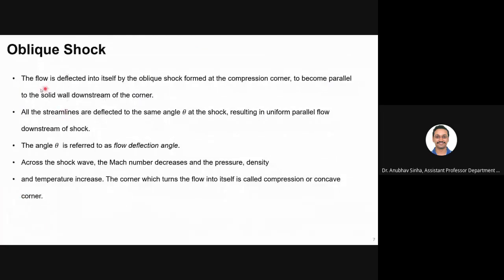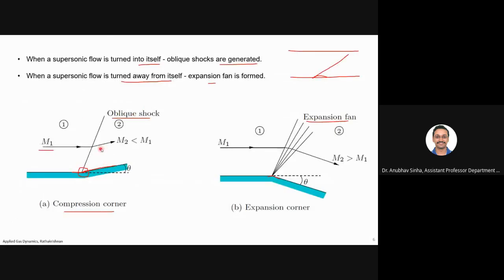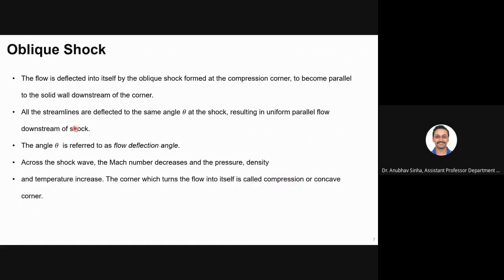So flow is deflected into itself, what we saw in the last slide. Then an oblique shock is formed at the compression corner to become parallel to the solid wall downstream of the corner. So once it deflects, it tries to follow a path which is parallel to this. That is what is mentioned in words here. And all the streamlines are deflected to the same angle, theta.